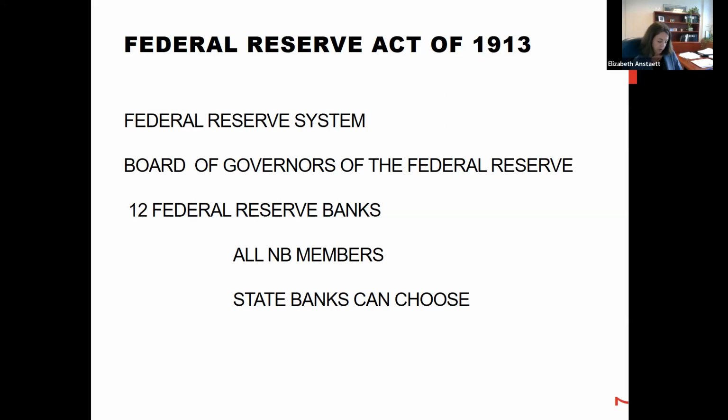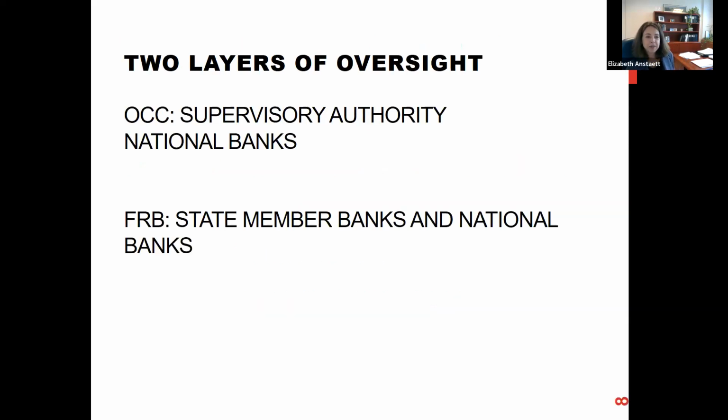And this was part of the 1913 Federal Reserve Act that is still in place today and created the Federal Reserve. So now you see that if you are a national bank, you will also be overseen by the Federal Reserve. And if you are a state bank, you may choose. Large state banks will choose it, but it does add a second layer of oversight. So this is a bit of how I was talking about the history, kind of explains why we have these two agencies that might at first glance appear to be very similar.